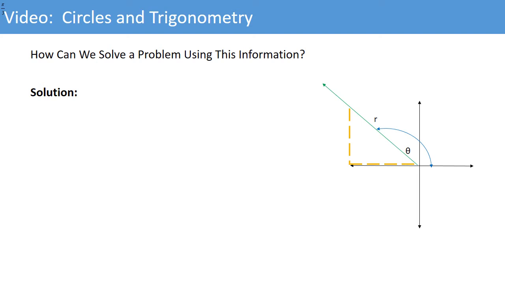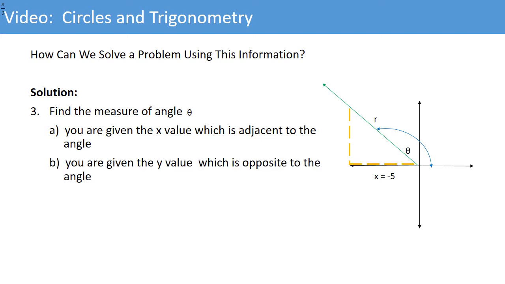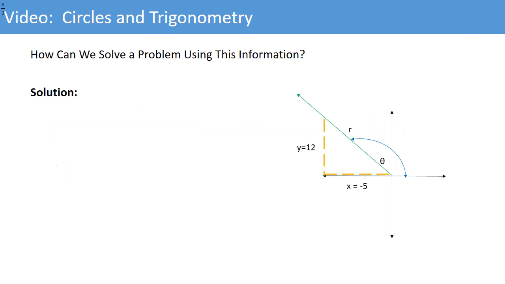Now, find the measure of theta. You are given the x value, which is adjacent to the angle. X is equal to negative 5. You are given the value of y, which is opposite to the angle. Y is 12. We will then use the trig ratio tan theta is opposite divided by adjacent, which is equal to y divided by x.